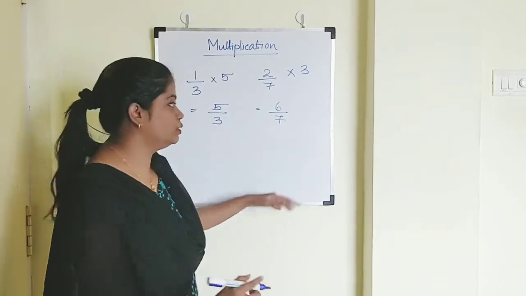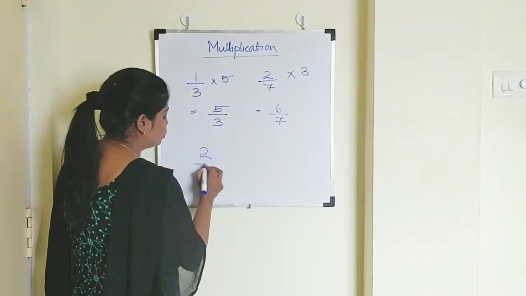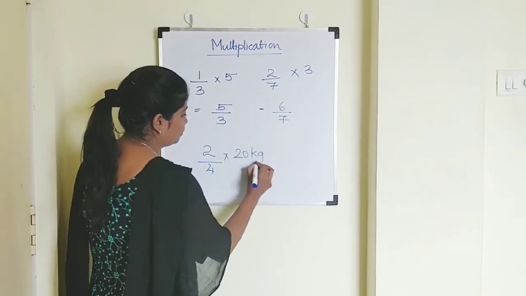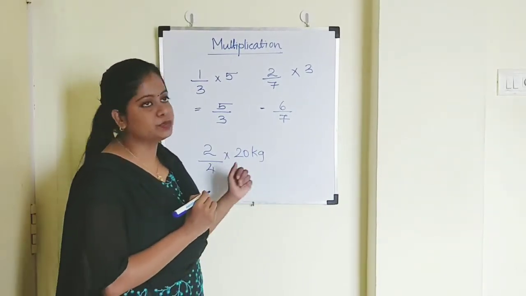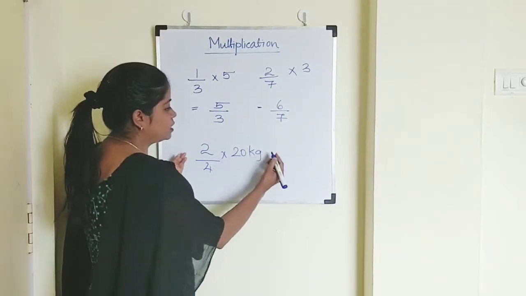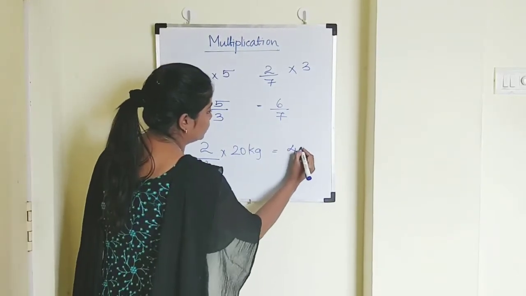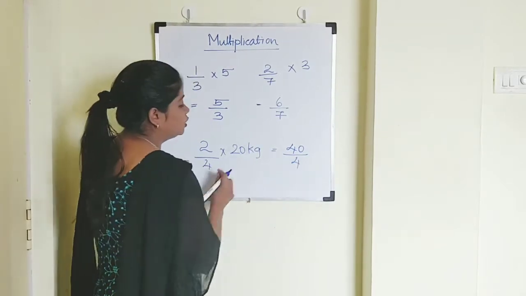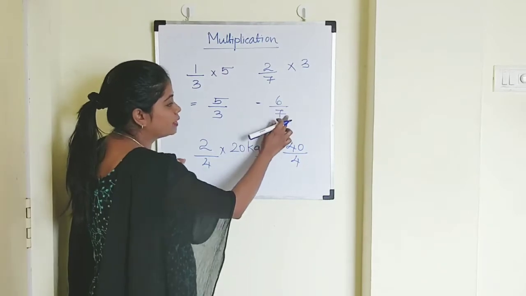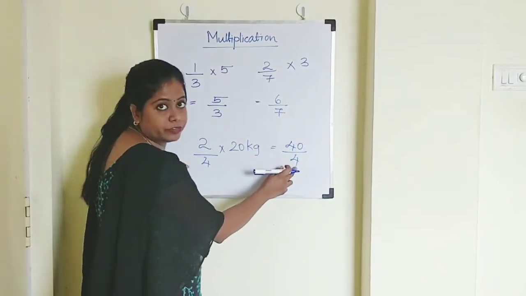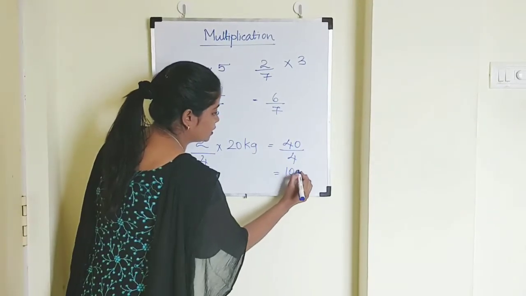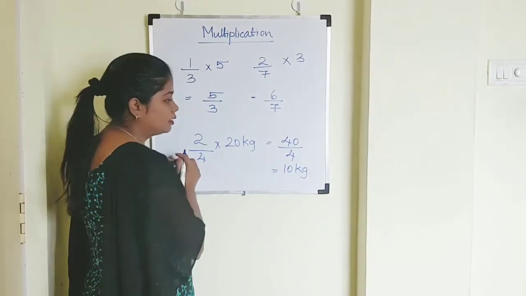Let's see. Suppose I'll ask you 2 by 4 into 20 kilogram. Right? Now in this case, what you are going to do? If you see 2 into 20. 2 into 20 is how much? 40. 40 upon 4. Now if you see in this sum, I cannot divide 5 by 3. I cannot divide 6 by 7. But can I divide 40 by 4? Yes, they both go in the same table. So I get 10. So your answer is 10 kg.